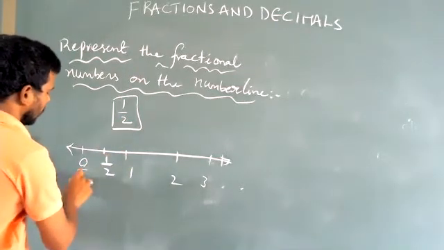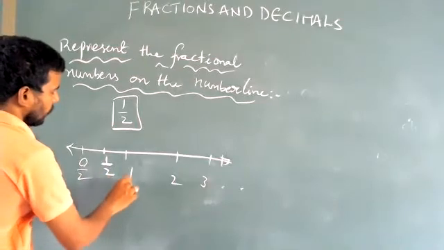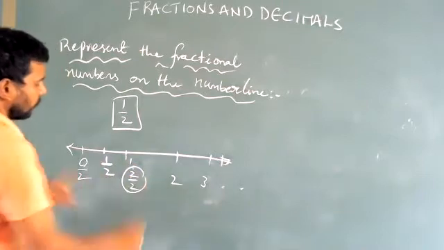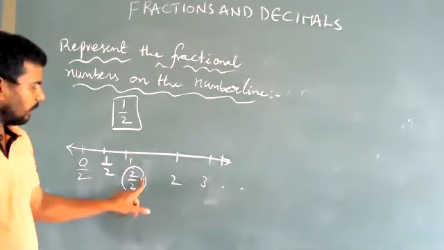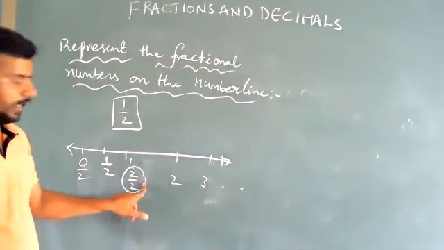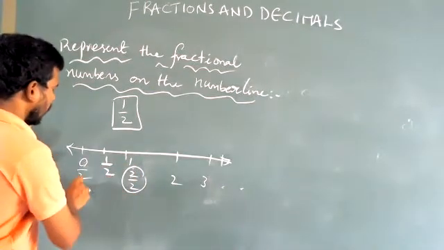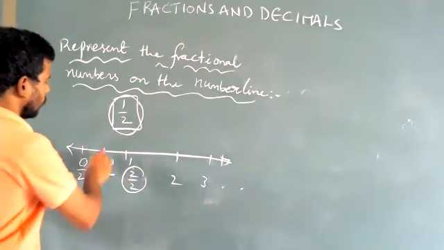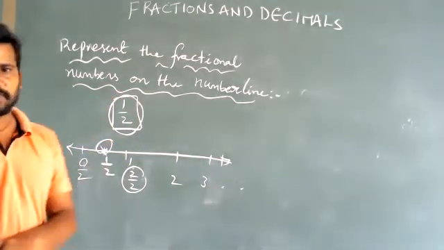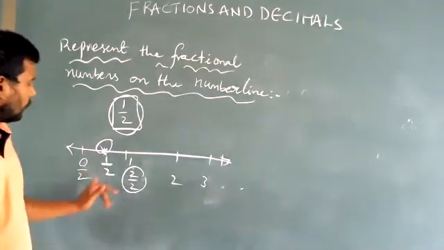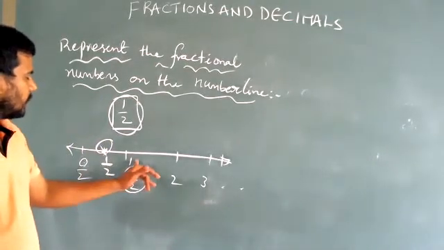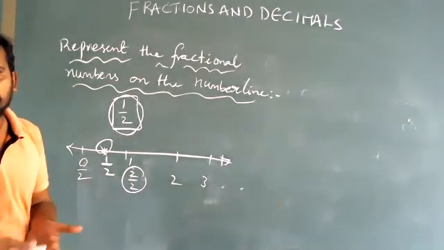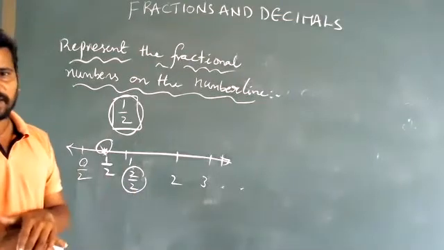For example, 0 by 2, 1 by 2, and 2 by 2. So 2 by 2, numerator and denominator are both equal. So it is equal to how much, children? 1. So 0 by 2, 1 by 2, 2 by 2. Clear? 2 by 2 is equal to 1. So 0 by 2 is what, children? 0. So it is represented on the number line.